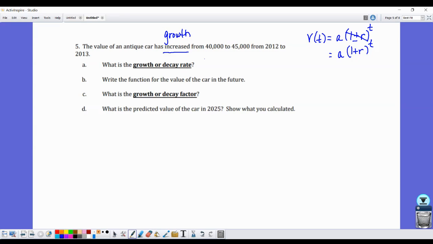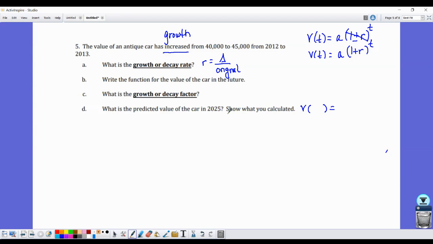What was your decay rate? I want you to go ahead and calculate your rate, the change divided by the original. Then write the function, and I've got it set up for you over here. Answer, what is the decay factor? Remember, the decay factor is when you start with 1 plus r or 1 minus r. And after you've answered those, let's go ahead and calculate the value of the car. The value of the car at what year?